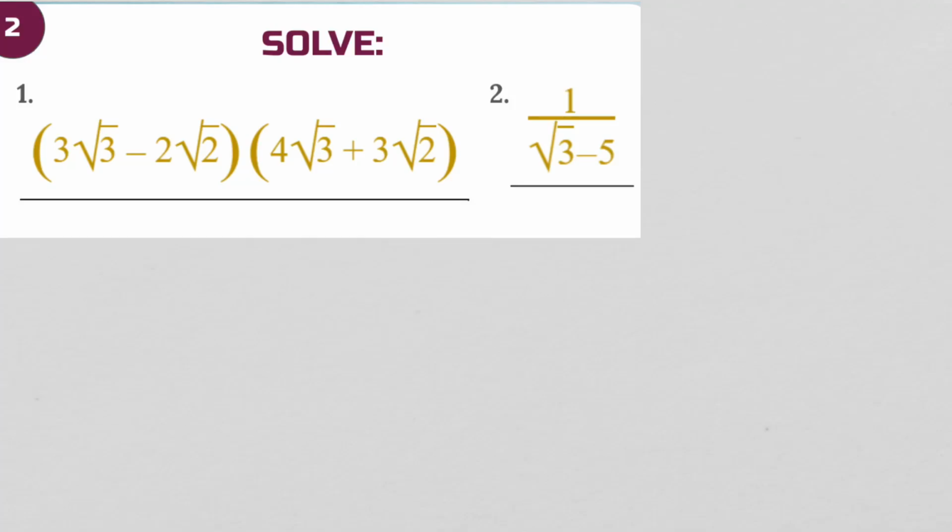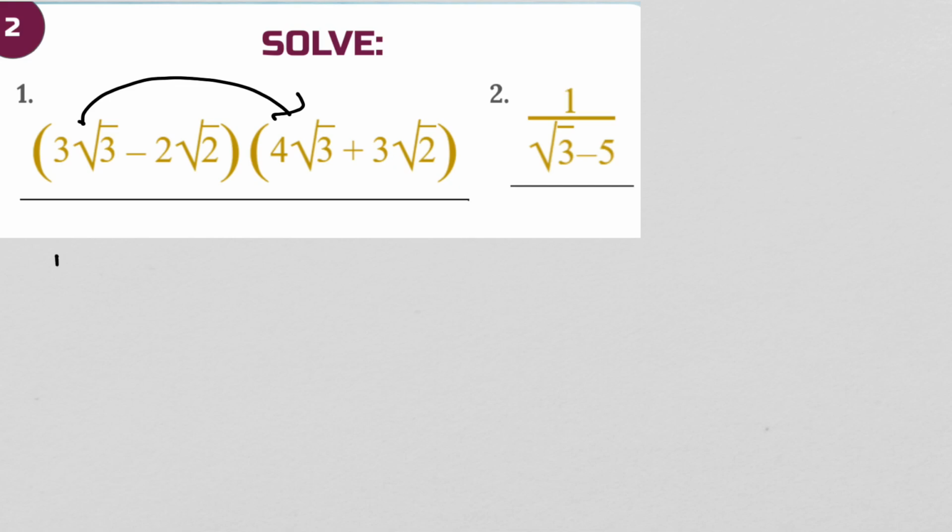Okay, hello everybody. So let's talk about the first problem here. We are multiplying radicals. So remember, we have a binomial times a binomial. So we want to either use FOIL or the grid board, whichever method you preferred. So I'm going to first multiply 3 root 3 times 4 root 3.